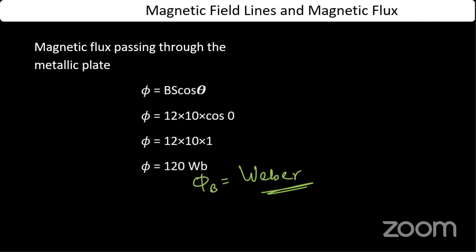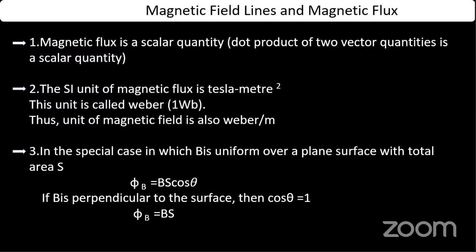Okay, so guys, there are a few quick notes on magnetic flux. Magnetic flux is a scalar quantity. The dot product of two quantities is always a scalar quantity. Phi is B dot A. So the dot product of any two vectors is always a scalar. We have already learned that. The SI unit of magnetic flux is Weber or Tesla meter square.